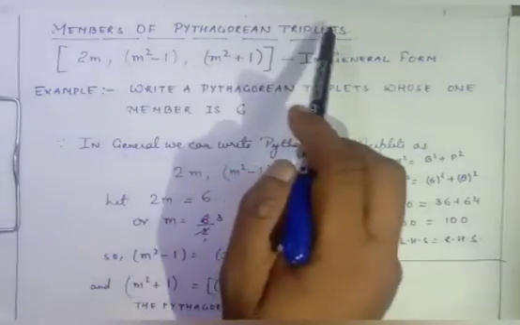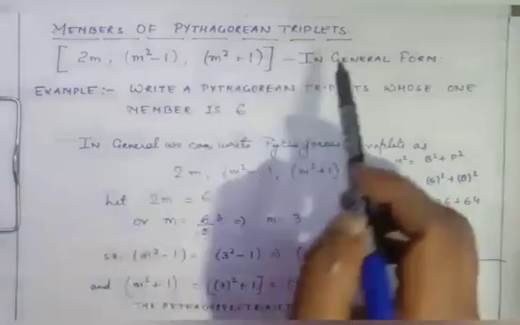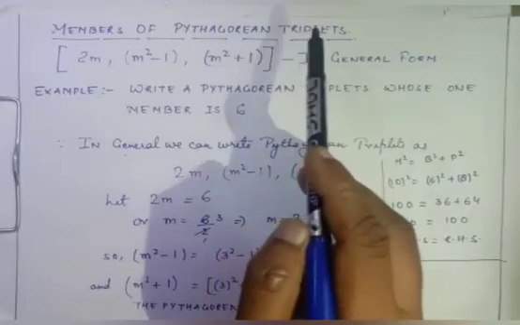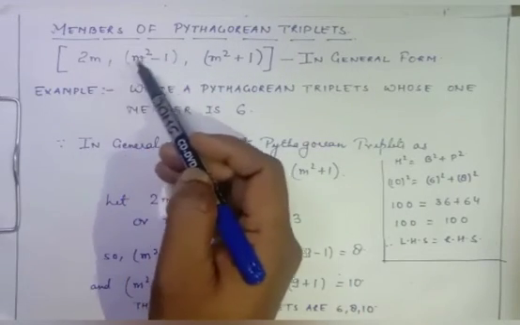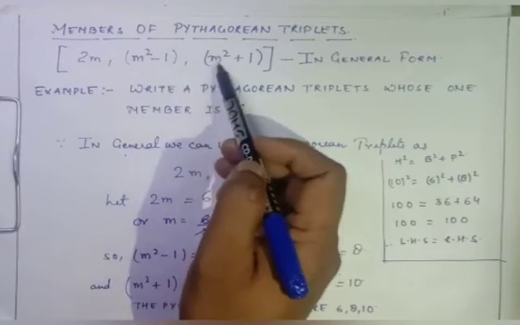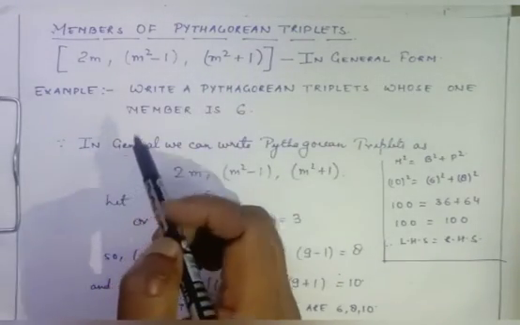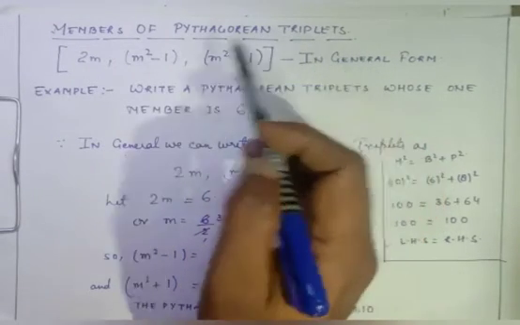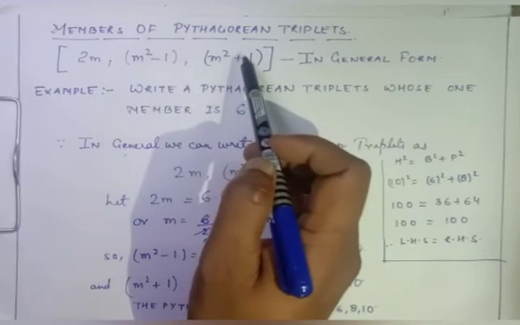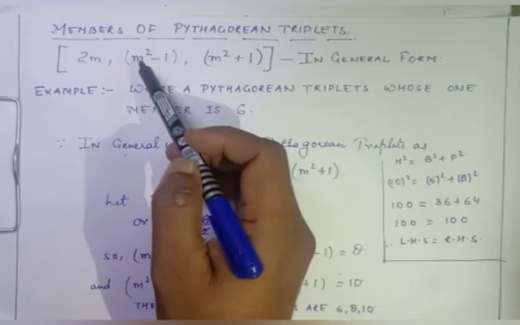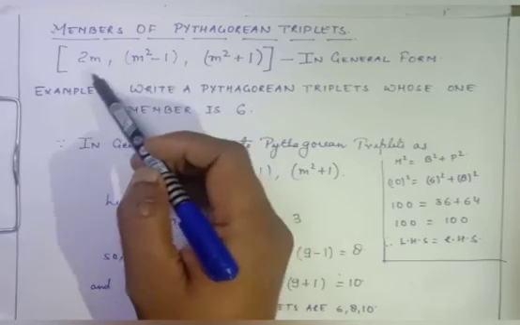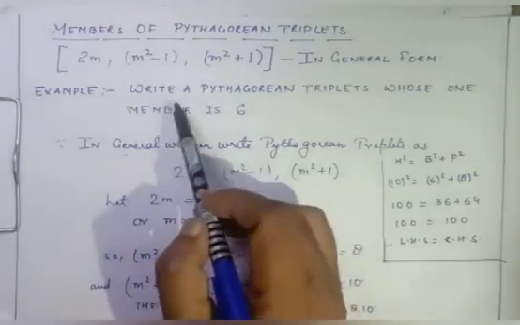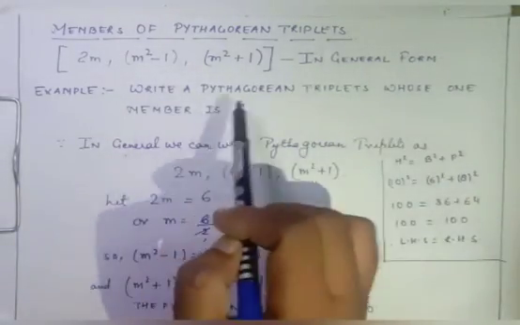members of a Pythagorean triplet in general form. In general form, the members of a Pythagorean triplet are 2m, m square minus 1, m square plus 1. Following this general form, easily you can find out the next two members of the given number. Let us see with the help of an example. Write a Pythagorean triplet whose one member is 6.